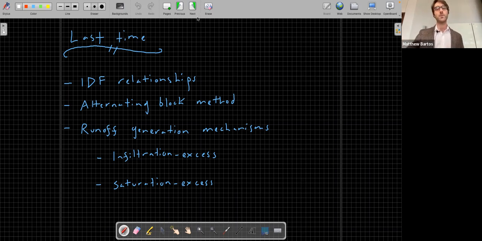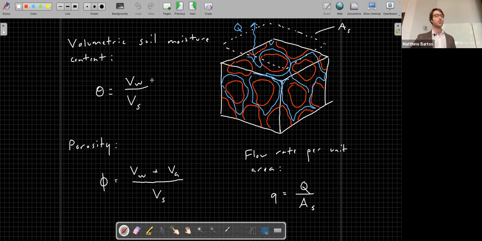Okay, so we talked about runoff generation mechanisms, and we began talking about how we might go about modeling infiltration processes, particularly in a physics-based way. So we talked about essentially breaking down a soil element and discussing the different components of the soil element. We did a little bit of review of geotech. So we talked about the different components of a soil volume.